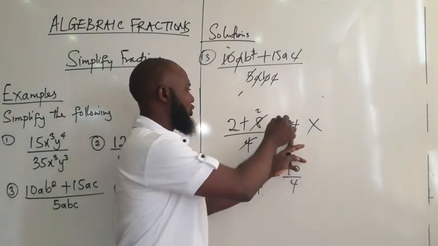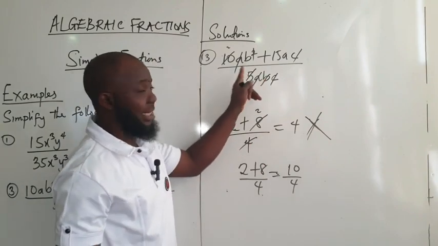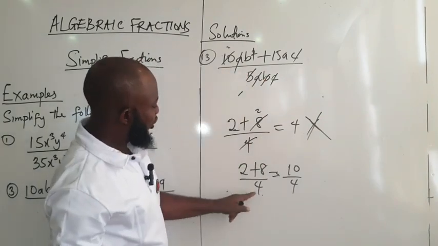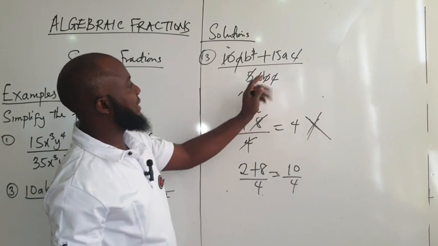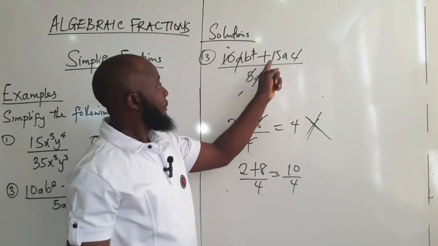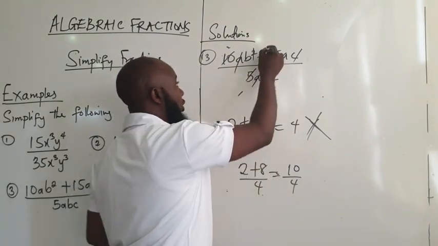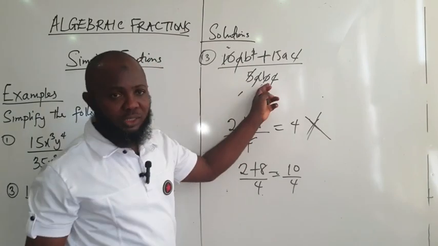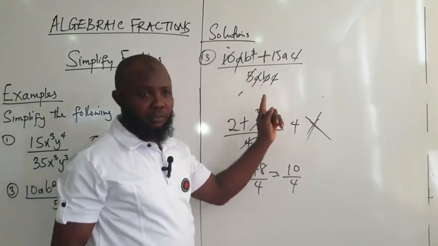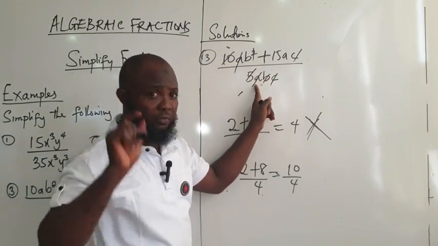No. So this is wrong. That means anytime you have this, like you have it like this, you cannot divide this, since what you have between the terms and the numerator here is either plus or minus. So if it is either plus or minus, you cannot divide. If it is plus or minus, you cannot what? Divide. Take note of that.